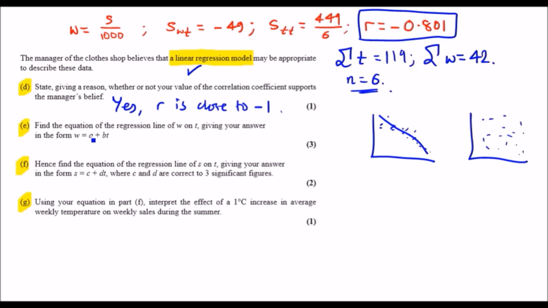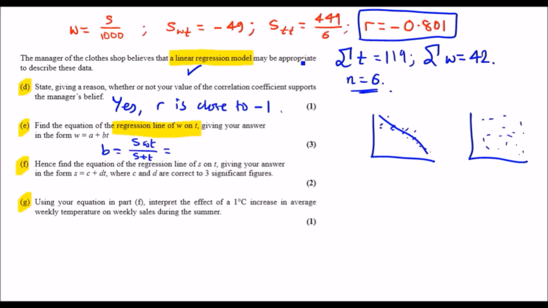Okay, E. Find the equation of the regression line of W on T. So this is very important, W on T. Give your answers in the form W equals A plus BT. First things first, let's figure out the value of B. W on T means we find the sum of squares of W and T, all over the sum of squares of T. That's how it usually works. Now you just plug in the values. So SWT is -49, STT is 449 over 6.